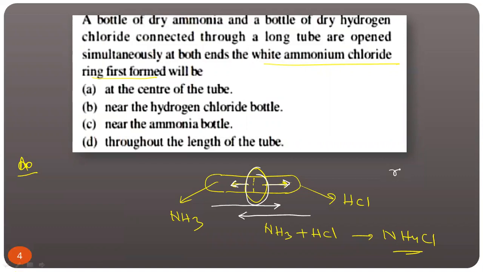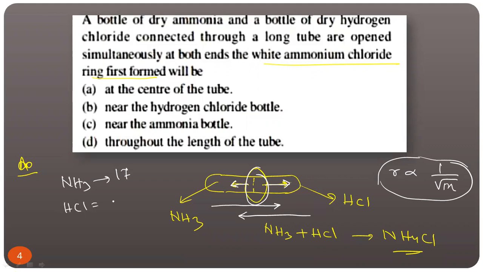We know rate of diffusion or effusion is inversely proportional to the square root of molecular mass. R is inversely proportional. Now we know NH3 has molecular mass 17, and HCl has molecular mass 36.5. Clear? Now which has less molecular mass? NH3. If less the molecular mass, more is the rate of diffusion. More the molecular mass, less the rate of diffusion.